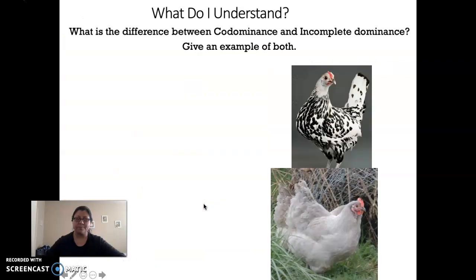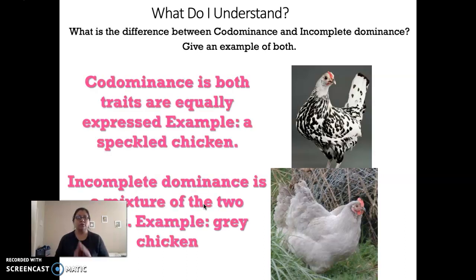All right. So what do I understand? What's the difference between codominance and incomplete dominance? Well, remember, codominance, you're going to see both traits equally. So for example, if you had a black chicken and a white chicken and they mated, then you're going to have a black and white chicken, also known as a speckled chicken, which is this top chicken right here. Incomplete dominance is when you're blending those traits together. So if you have black and white and you mix them together, you're going to get a gray chicken, which is what this one is down here. So that's the difference between the two.